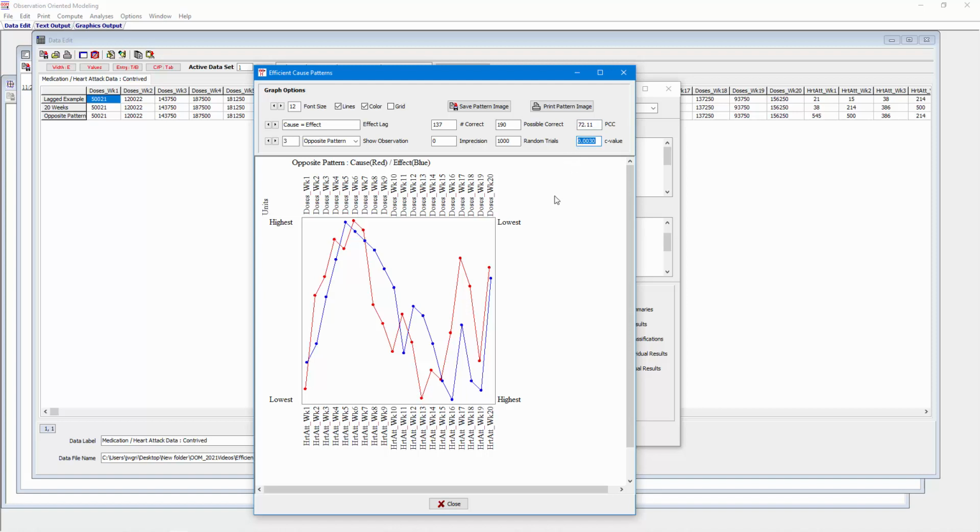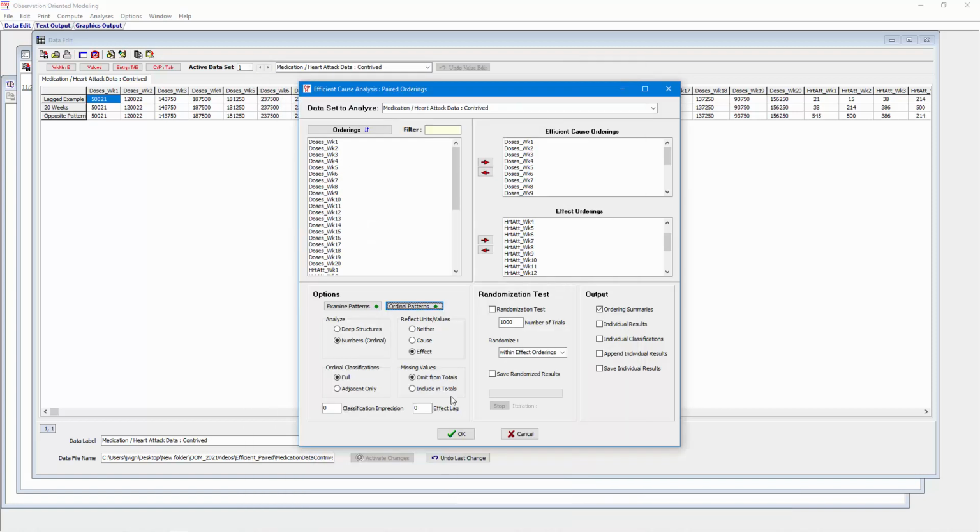If you have these inverse types of relationships, or if you're expecting an inverse relationship between the cause and effect orderings, then you are going to need to reflect either the cause or the effect prior to running the analysis.